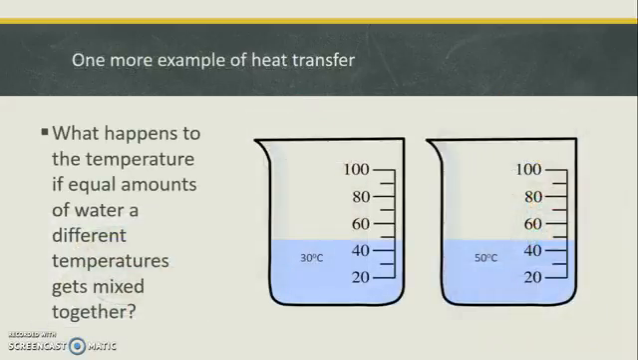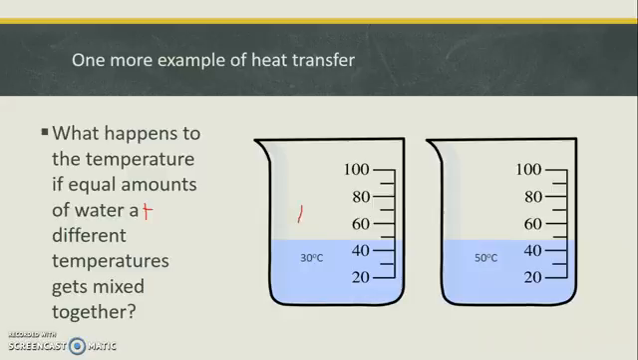Now, another example that you might see in test type situations to test whether or not you know this idea is, what happens to the temperature of equal amounts of water at different temperatures if they're mixed together. So if you have this beaker right here with 50 degrees Celsius water and this beaker with 30 degrees Celsius water, if you mix them together, what's going to happen is that they'll come to a common temperature. With equal amounts, they'll meet halfway. They'll be 40 degrees Celsius.